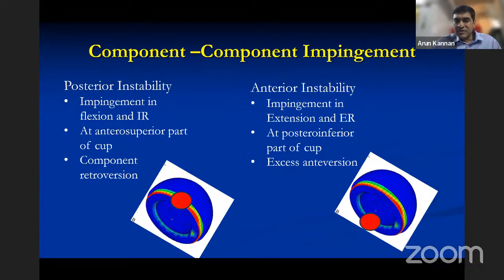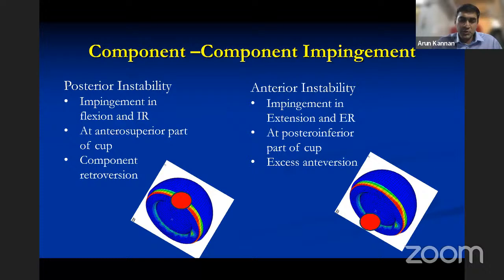Yeah. So if it is anterior instability, the impingement is happening in extension and external rotation. Might be a little bit of the case where we saw with the revision also. It happens in the postero-inferior part of the cup, and often because of excessive anteversion, leading on to anterior instability. Again, here the correction has to come in terms of the component position.